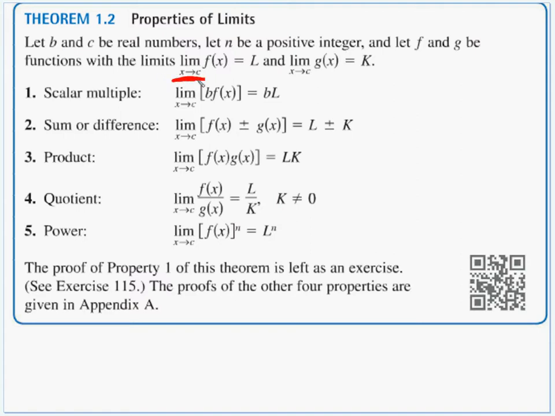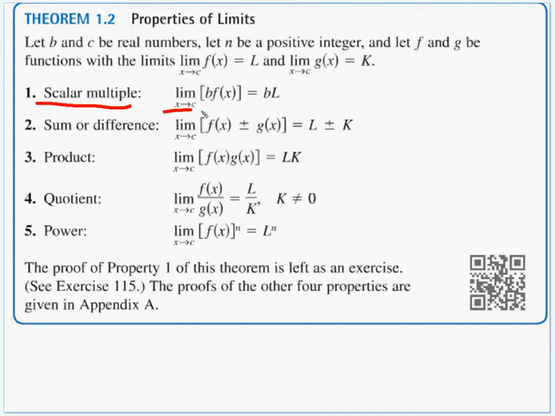Here, as we approach c of f of x, that limit is the number L. And as we approach the same c value on g of x, that limit is this other number k. So L and k are just numbers. They're limits. Down here are some of the properties. Number 1, a scalar multiple.